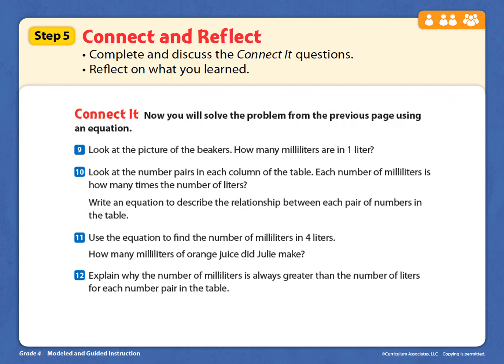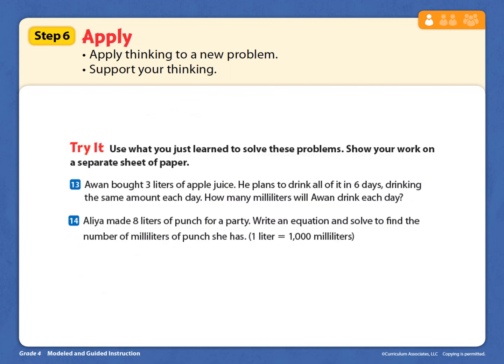Number 11, use the equation to find the number of milliliters in liters. How many milliliters of orange juice did Julie make? And number 12, explain why the number of milliliters is always greater than the number of liters for each number pair in the table. So I want you to go ahead and take a few minutes and work on answering those questions. Then when you're done, we'll move on to the next slide.